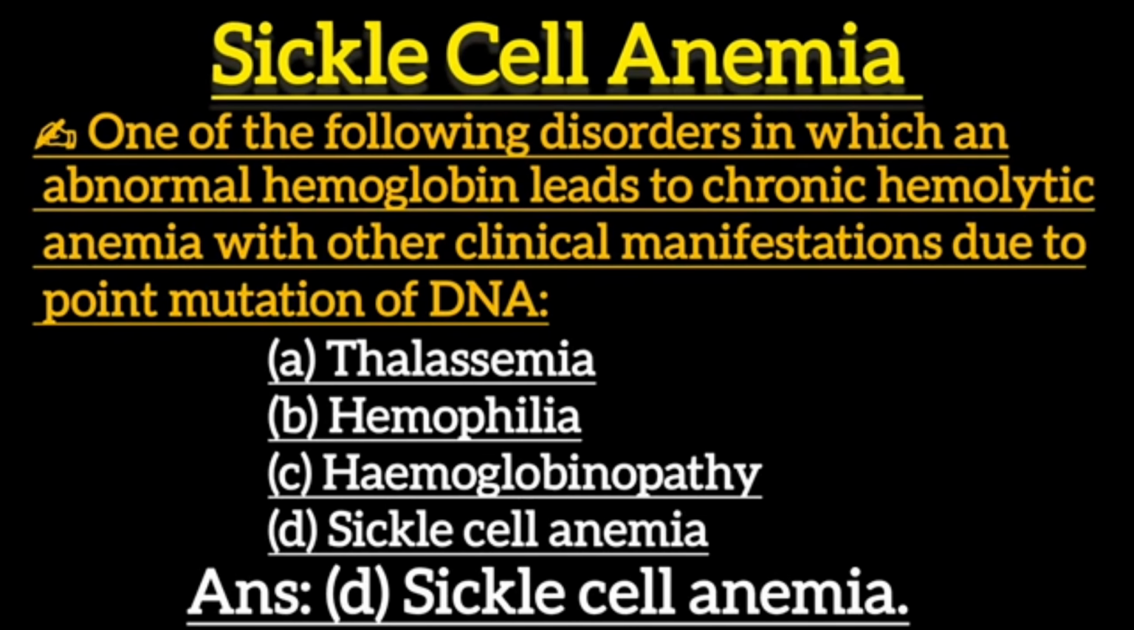Next one is one of the following disorders in which an abnormal hemoglobin leads to chronic hemolytic anemia with other clinical manifestations due to point mutation of DNA. Option A thalassemia, option B hemophilia, option C hemoglobinopathy, option D sickle cell anemia. Correct answer is option D sickle cell anemia.